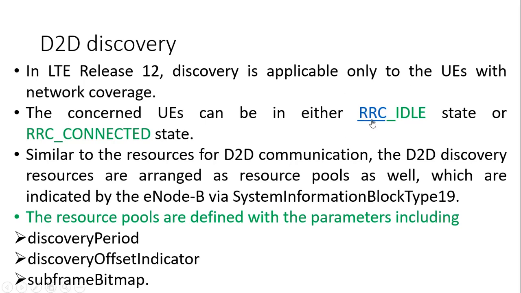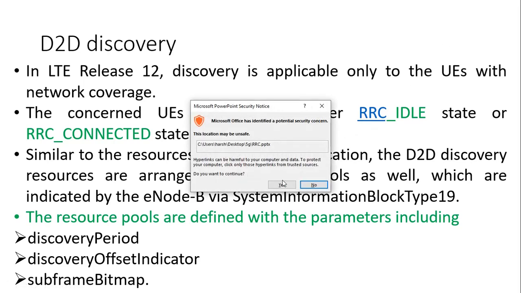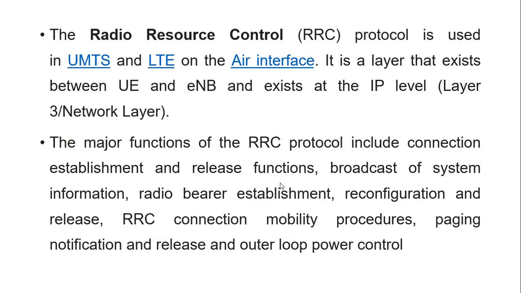So RRC is nothing but radio resource control. This is the protocol used in UMTS and LTE on the air interface. It is a layer that exists between the user interface and the eNode B and exists at the IP layer, that is, in the network layer.